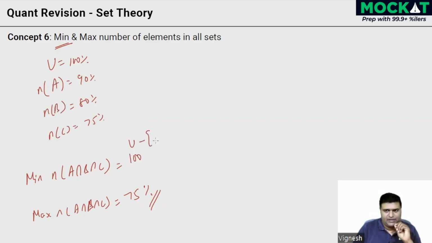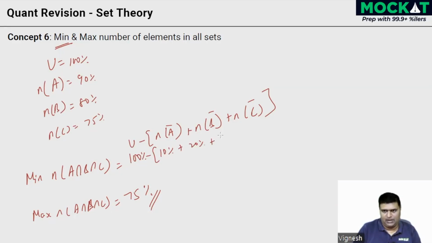It's the universe minus n of not in A plus n of not in B plus n of not in C. So the universe of 100% minus how many are not in A? 10% are not in A. And how many are not in B? 20% not in B and 25% not in C. We're going to get 100 minus the sum of these, which comes to 55%, and that gives me 45%. 45% is the minimum number of people in all three sets.